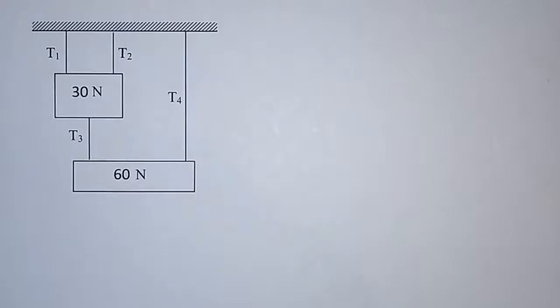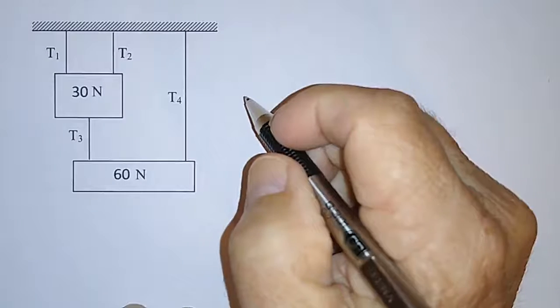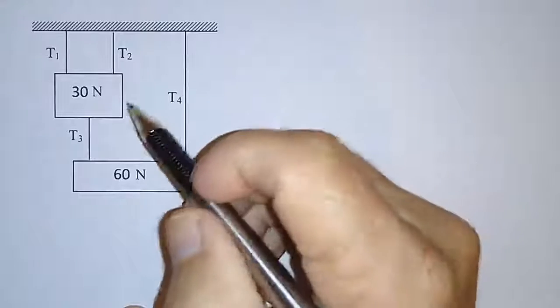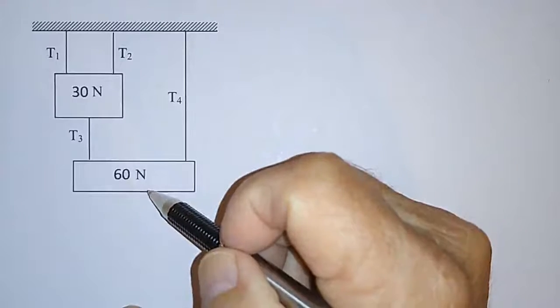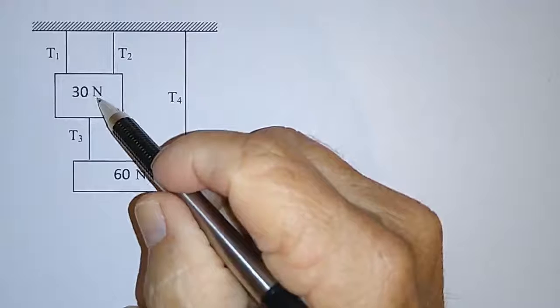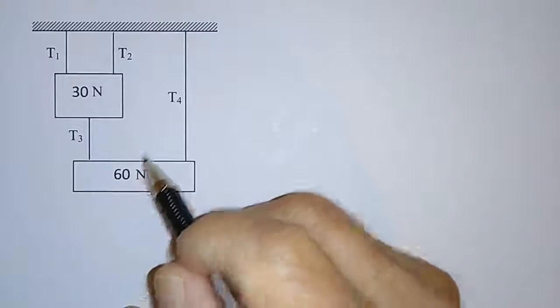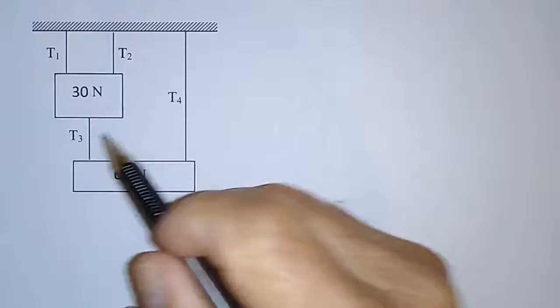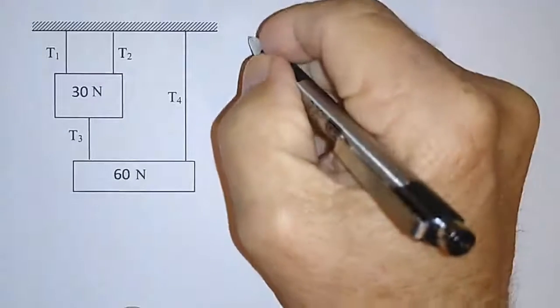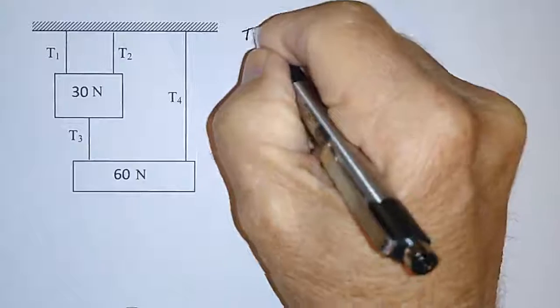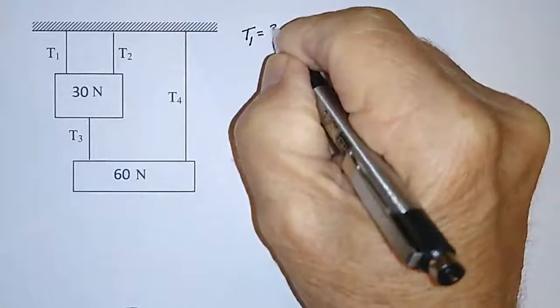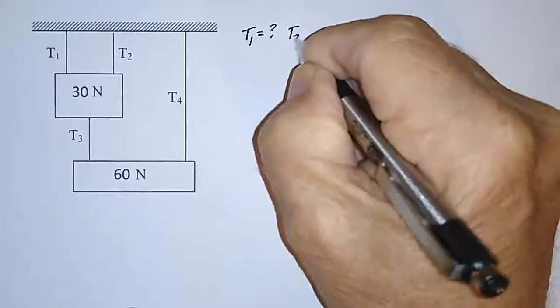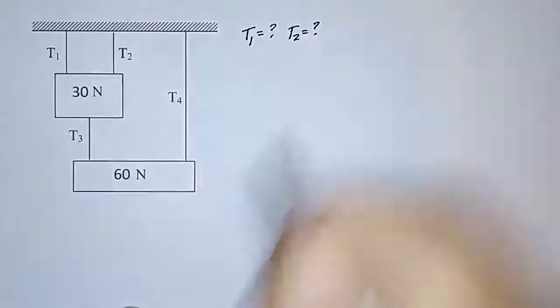Okay, all right, here's a statics problem. The problem is you have two hanging masses. One weighs 30 newtons, the other weighs 60 newtons. And the problem is to find out the value for the tensions in the various cables, T1 through T4. That's what we want to know. What is T1, and what is T2, and so forth. That's what we want to find out.